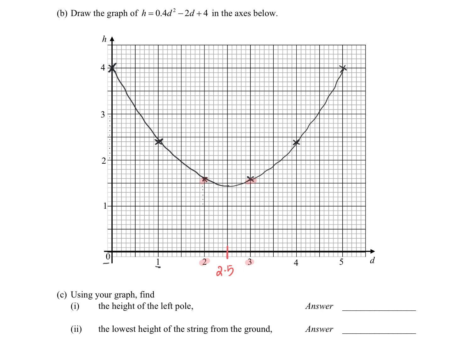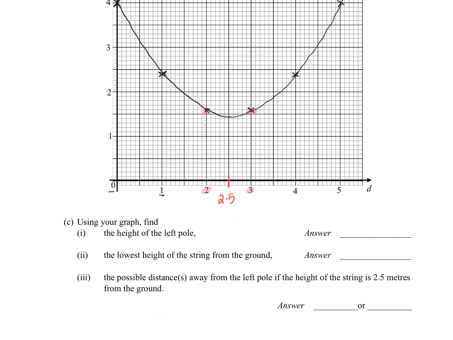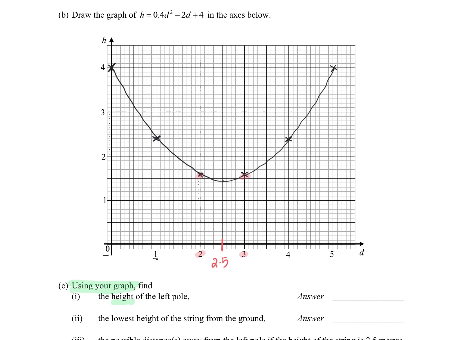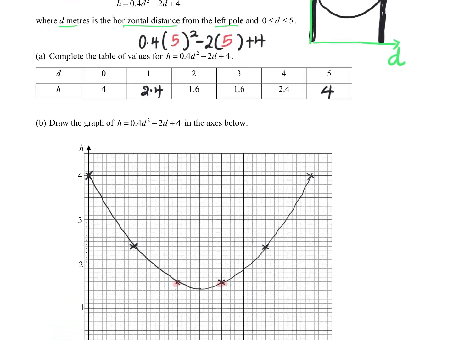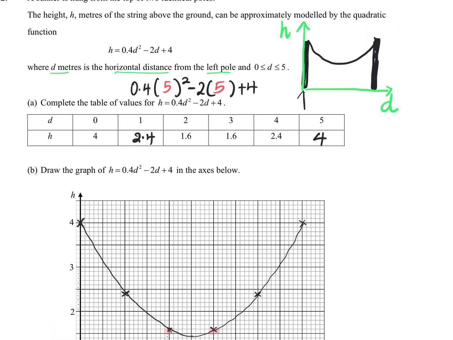All right, so now finally I got my graph. Let's take a look at how we can answer the questions over here. The question says, using your graph, find the height of the left pole. What do you mean by find the height of the left pole? Where's the left pole? The left pole is down here.